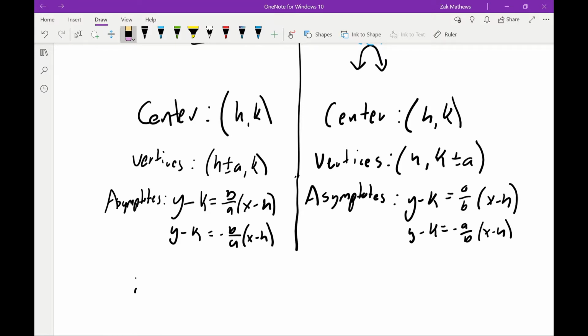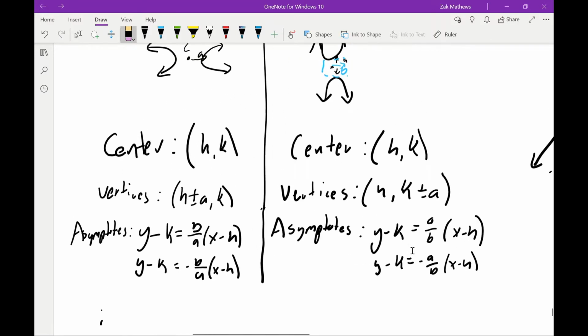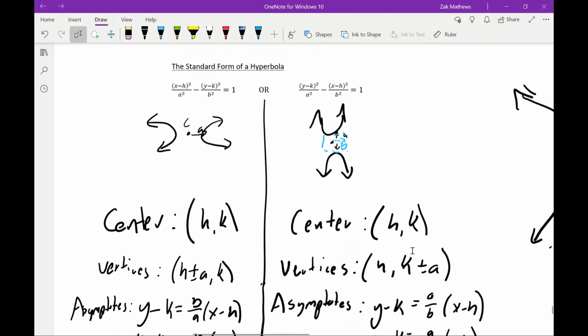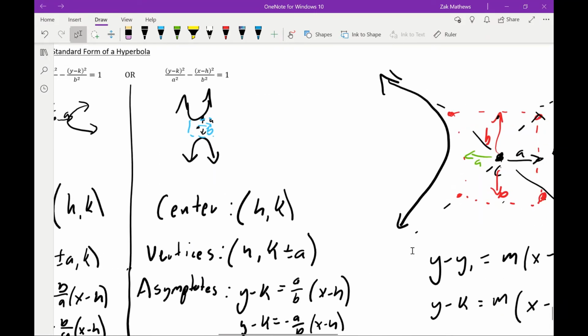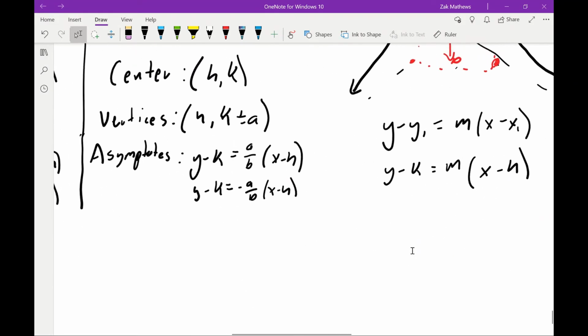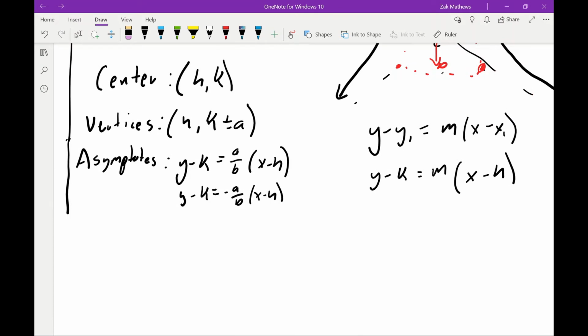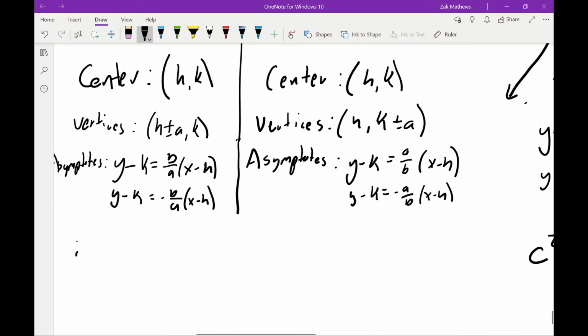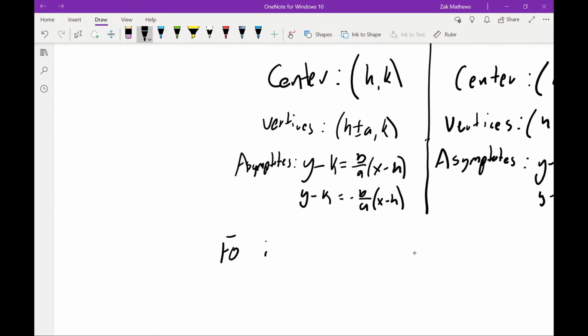So our foci are going to be, we talked about this briefly with the ellipses, somehow tied to the a squared and the b squared, and that is still true. But to find the foci, we're going to have to find this c. And c squared this time is going to be a squared plus b squared. And so we're going to have a different relationship for those foci.